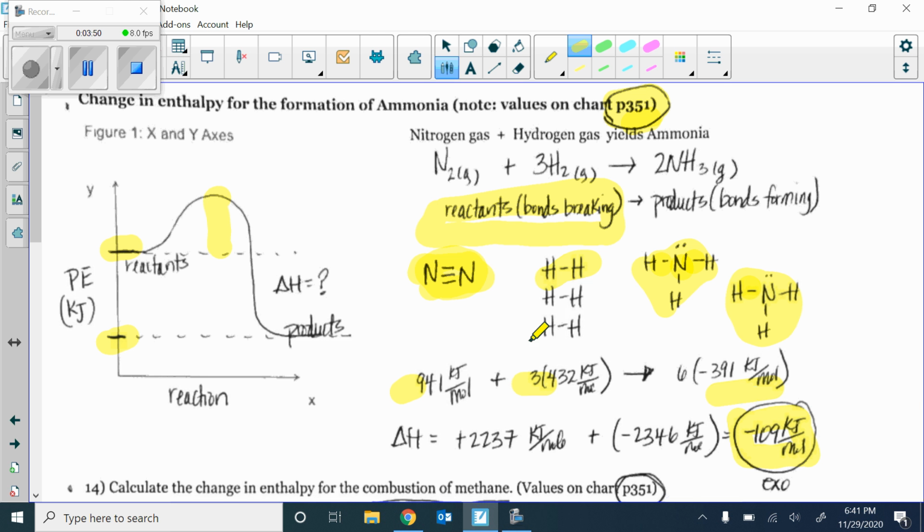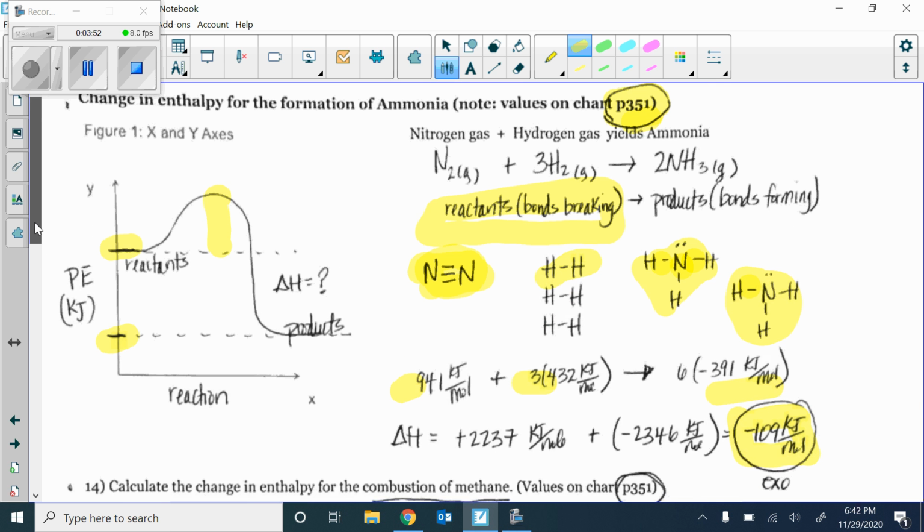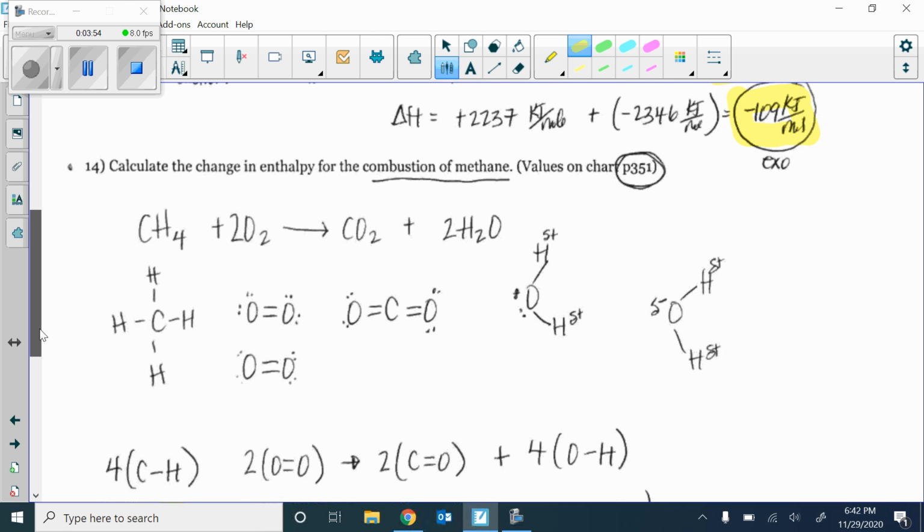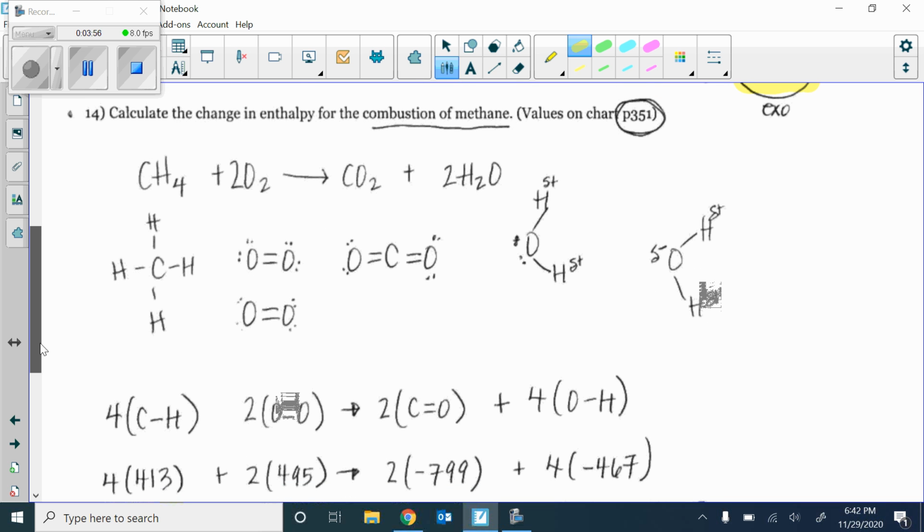Okay, so if we look below and we stay on that same page, I am calculating the combustion of methane. Now this one I just wrote in words, and then you would have to write and balance the equation, and you'd have to write all the structures below it. For the most part, AP is going to have more of this done for you. You just need to understand how to use the chart and the values.